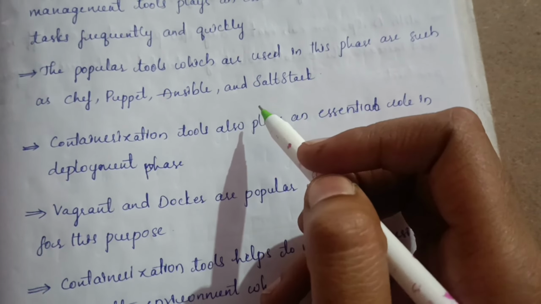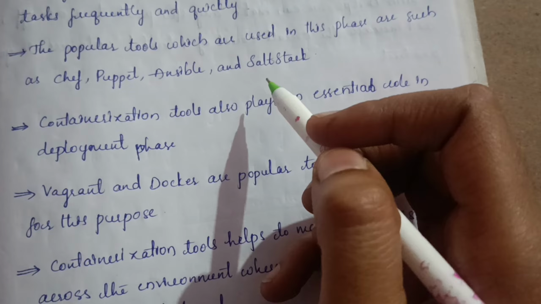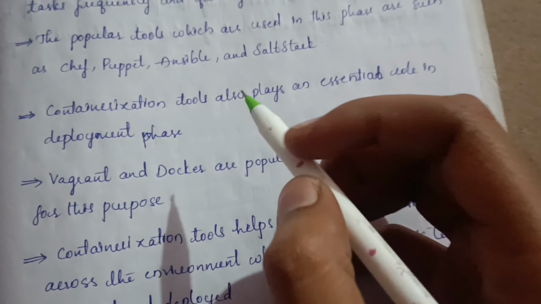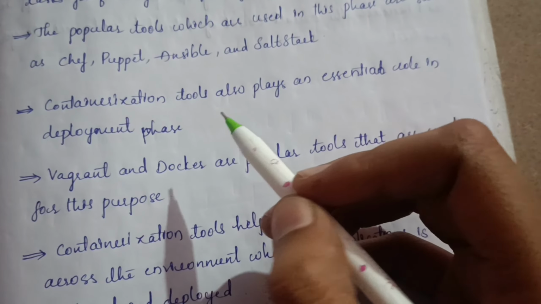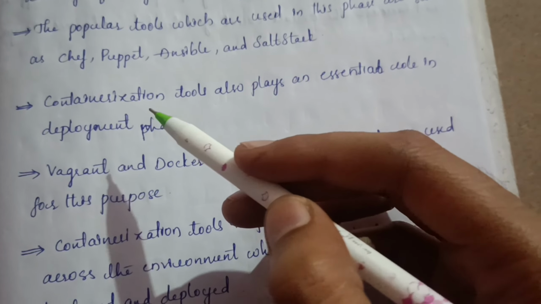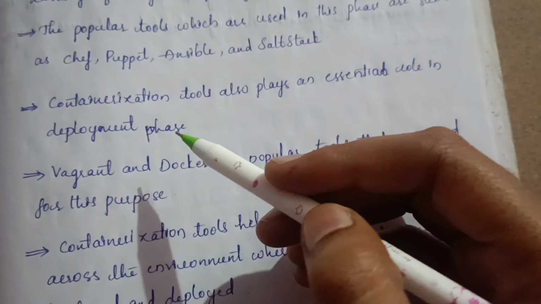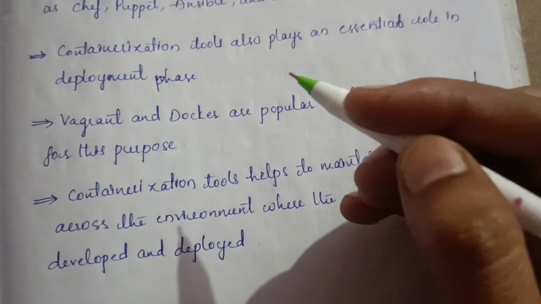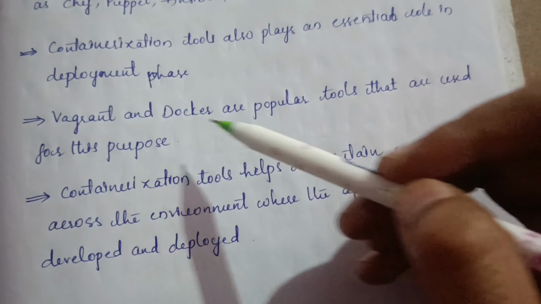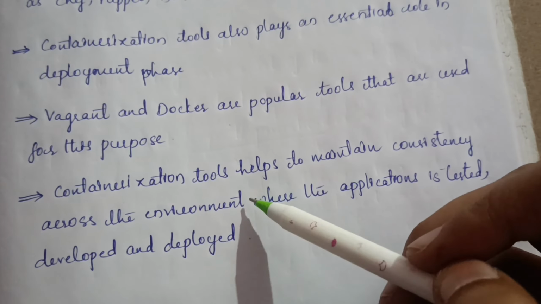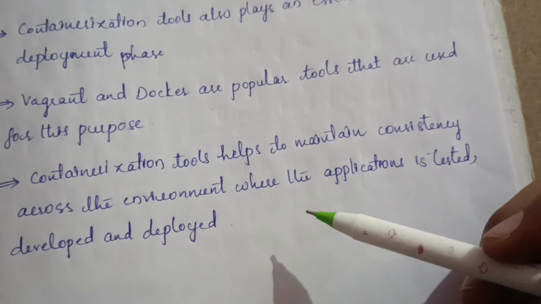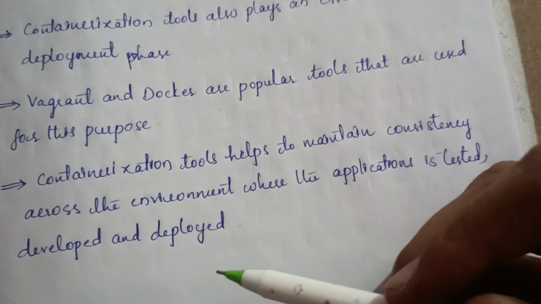These four tools will be used in this continuous deployment phase. Containerization tools are also used, and they play an essential role in the deployment phase. The containerization tools used in this phase are Vagrant and Docker, and these tools help to maintain consistency across the environments where the application is tested, developed, and deployed.